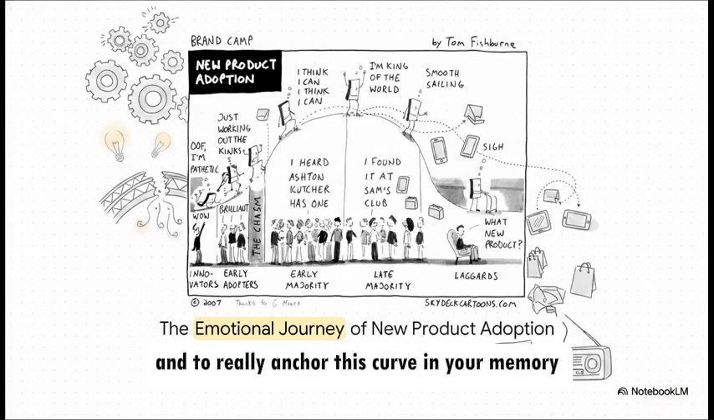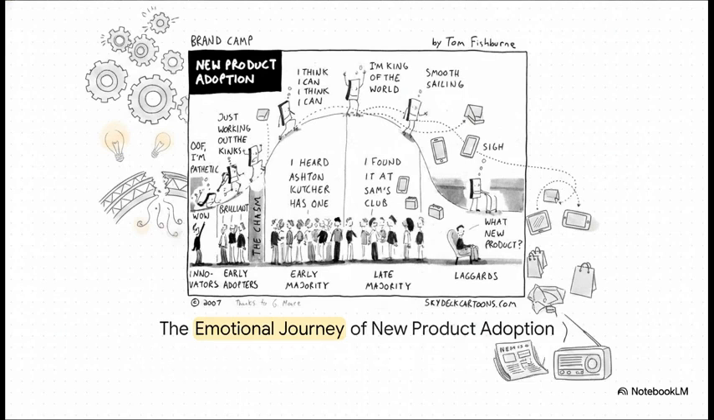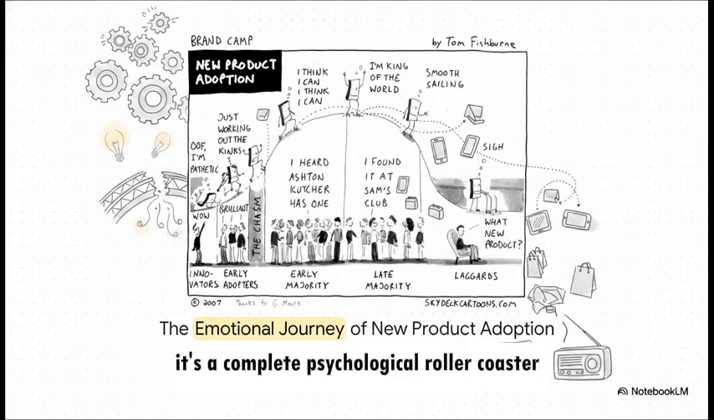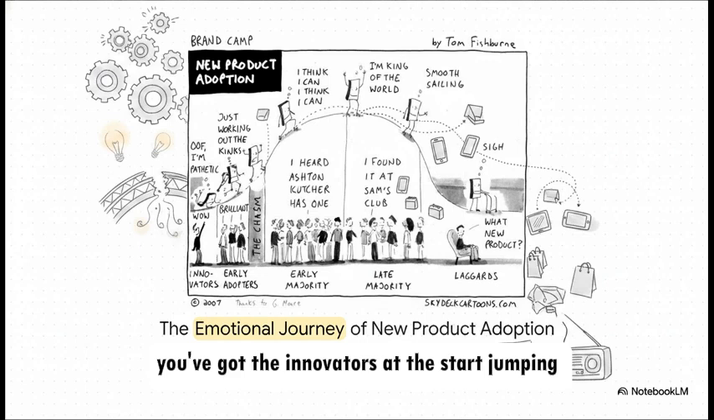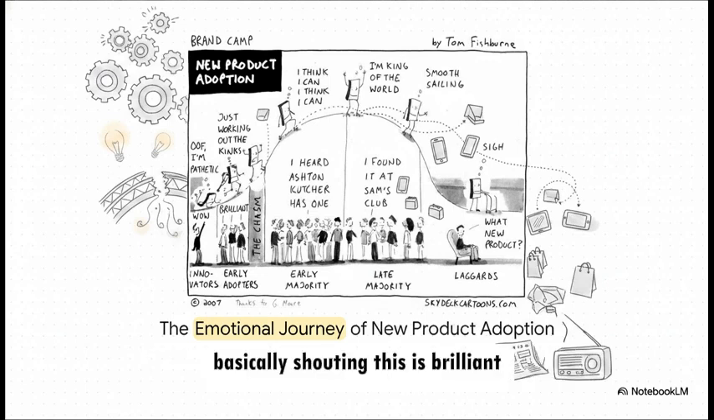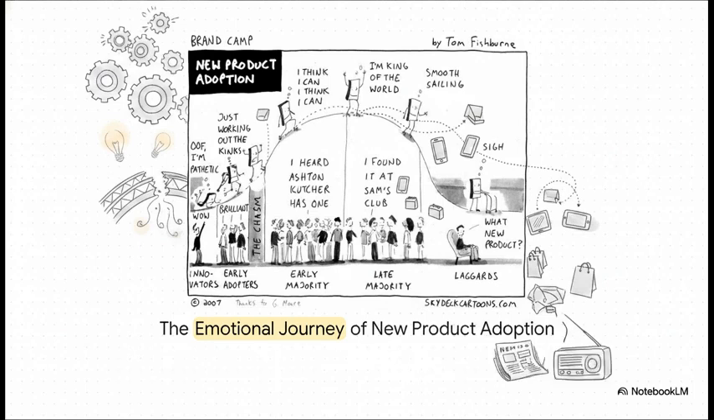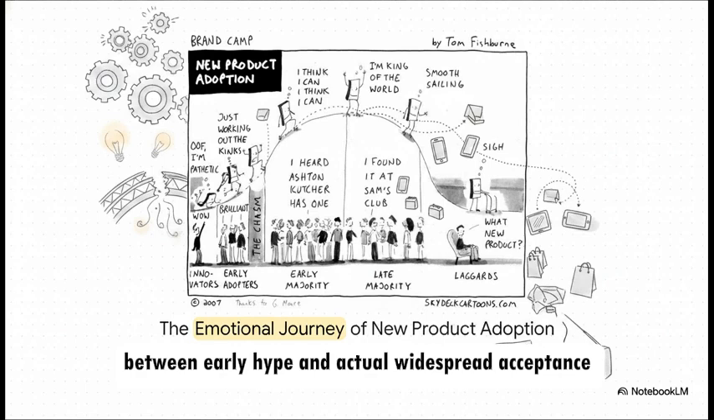And to really anchor this curve in your memory, think about the emotional journey happening here. It's a complete psychological roller coaster. You've got the innovators at the start jumping in while the product is still working out the kinks, basically shouting, "This is brilliant." Then, the early adopters have to navigate this incredibly dangerous gap, often called the chasm, between early hype and actual widespread acceptance.